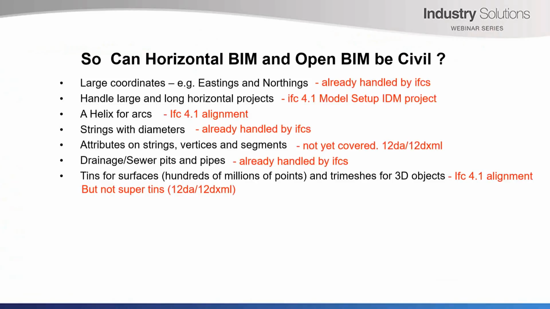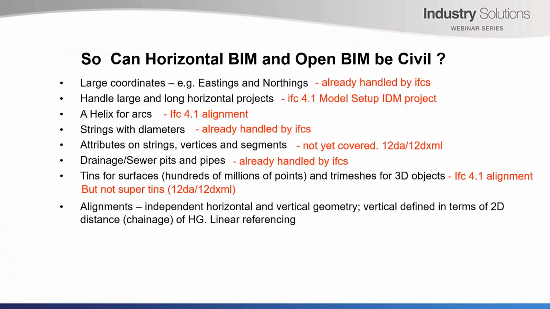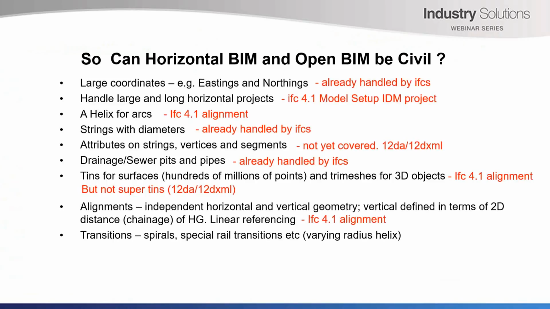And what we're discovering, and people are realizing, is that yes, you can ask for a BIM model, but what Queensland Main Roads is doing is saying, yes, but we also want the 12DA or 12D XML for the project, for all the things that aren't in a BIM IFC model. So into the future, for specialized data, an open format like 12DA or 12D XML will still really be open BIM. Alignment, independent, horizontal, vertical, and so on. Yep, that's all in IFC 4.1 alignment.